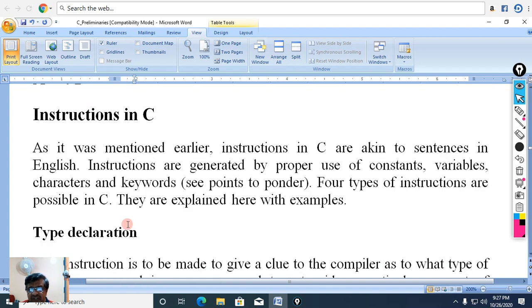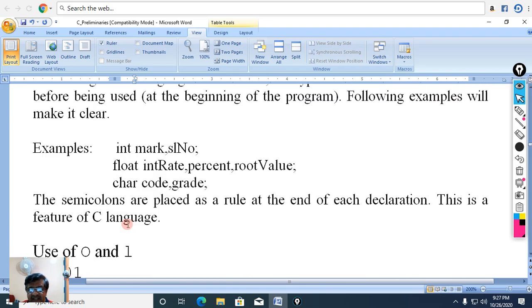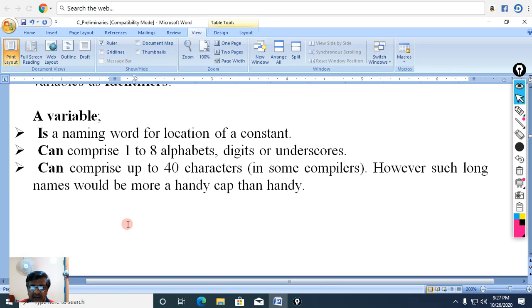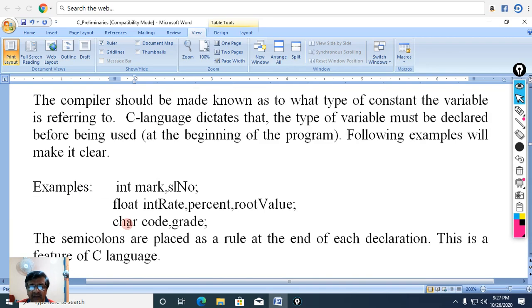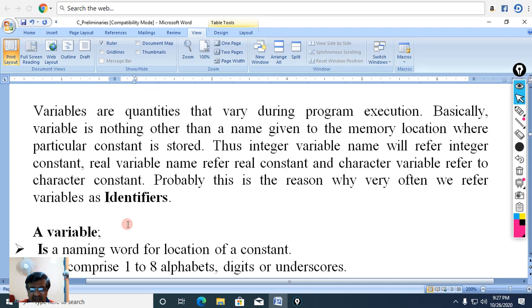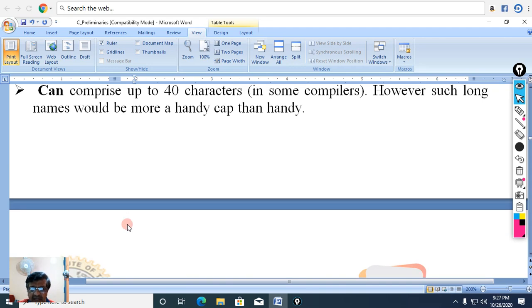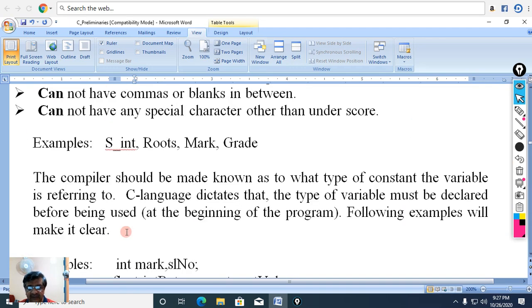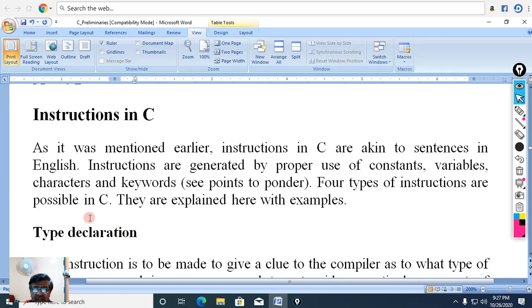Instructions in C. This is the sentence-like item in C. We have looked at word-like items in C, that is constants and variables, and the types of constants and variables, and we will take on the sentence-like items in C. The sentence-like items in C are never called sentences in the C language, they are called instructions in C. Instructions in C are akin to sentences in English.